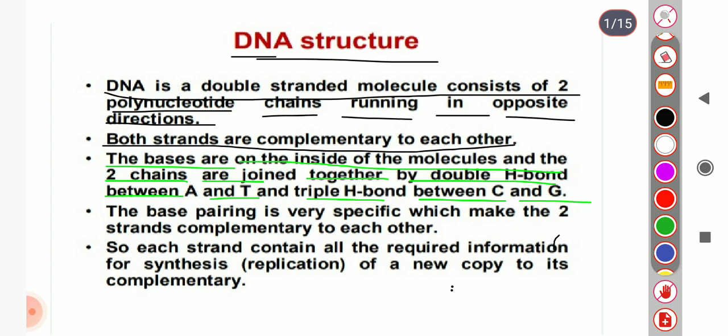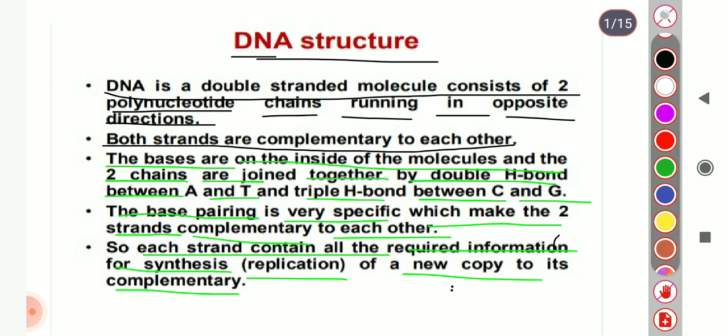These are nitrogenous bases. The pairing is very specific, which makes the two strands complementary to each other, so each strand contains all the required information for the synthesis, the replication, of a new copy of its complement. Means DNA contains all the information that is required for the synthesis. Synthesis occurs through replication, and replication is a process where a new copy of its complementary base pair is generated.